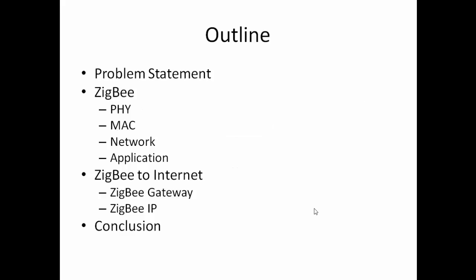So let's look at the outline of the talk. We'll briefly start with the problem statement and then look at the ZigBee protocol and different layers in it, and then we'll look at ways how we can connect ZigBee to internet, and then we'll go to the conclusion.